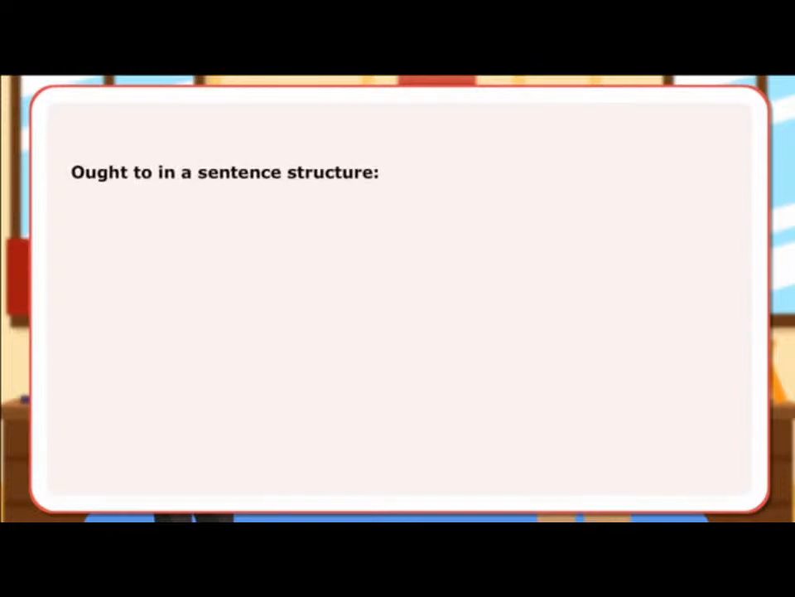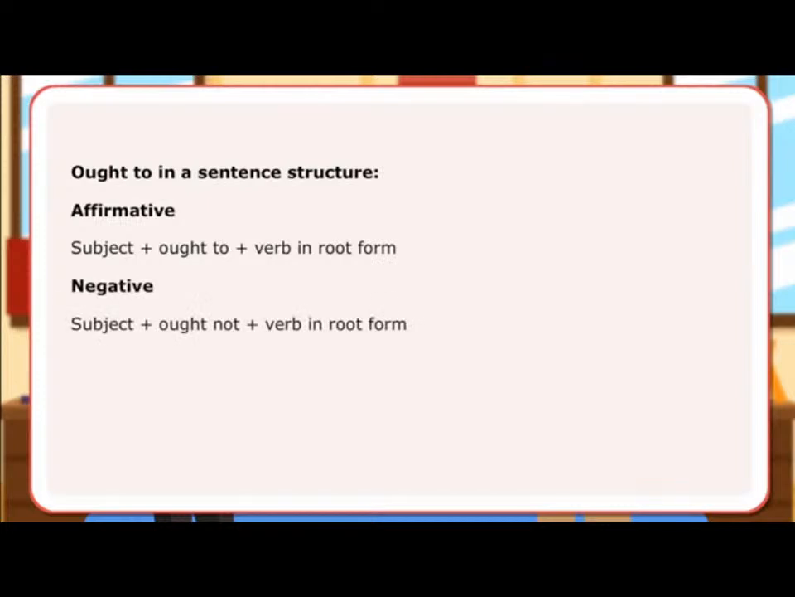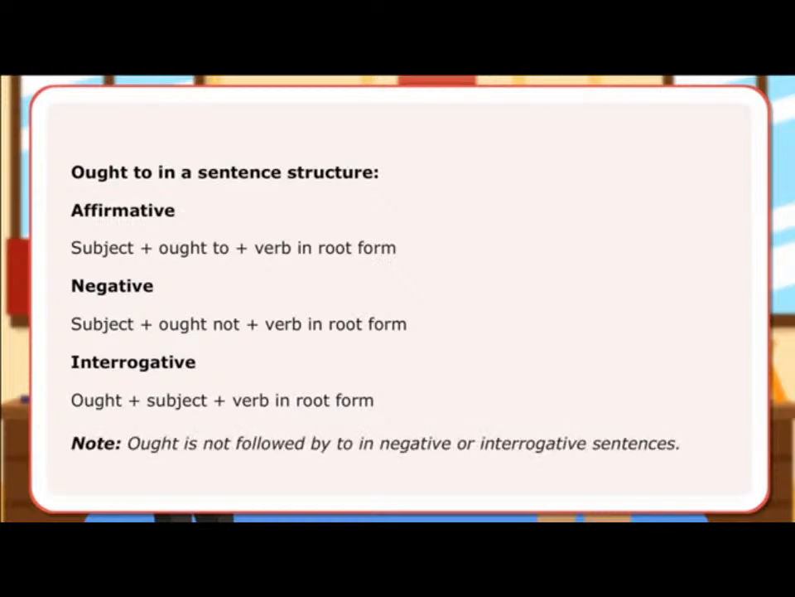Ought to in a sentence structure. Affirmative. Subject plus ought to plus verb in root form. Negative. Subject plus ought not plus verb in root form. Interrogative. Ought plus subject plus verb in root form. Note: ought is not followed by to in negative or interrogative sentences.